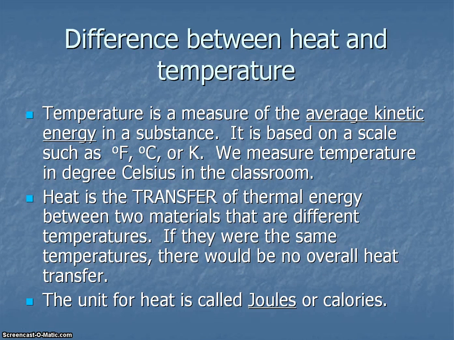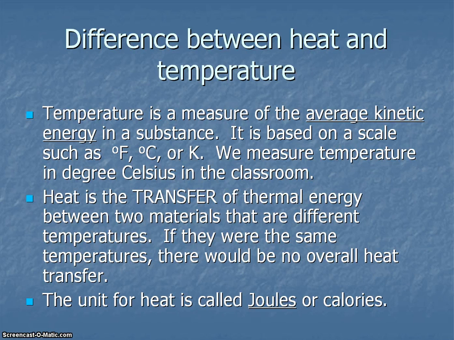Okay, you got to understand the difference between heat and temperature. Temperature is the measure of average kinetic energy in a substance. Okay, that's always a question on the Regents. You'll see it again over and over. Temperature is average kinetic energy. Got to know that. It is based on a scale. So Fahrenheit, Celsius, Kelvin. We measure temperature in degrees Celsius in the classroom. You're going to use the thermometer in Celsius. We don't use Fahrenheit. All right, you can convert to Kelvin. Okay, so temperature is based on the scale. We can measure temperature using a thermometer.